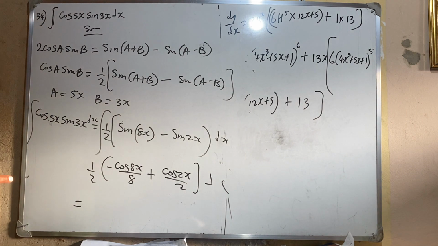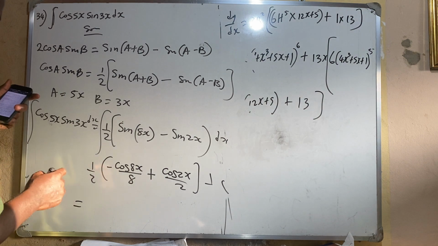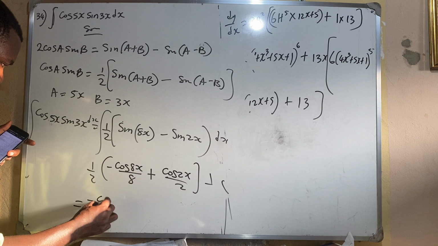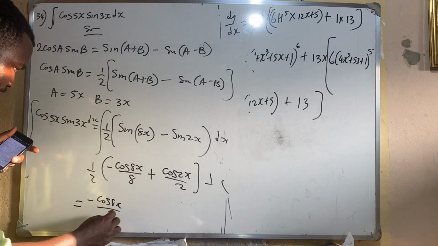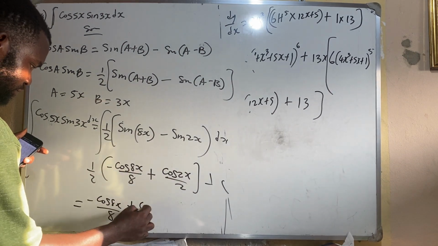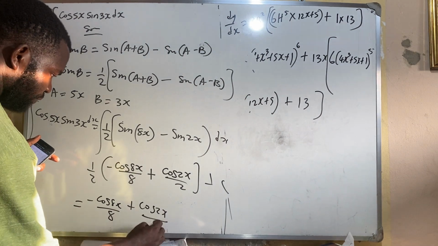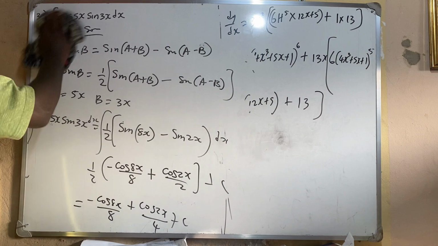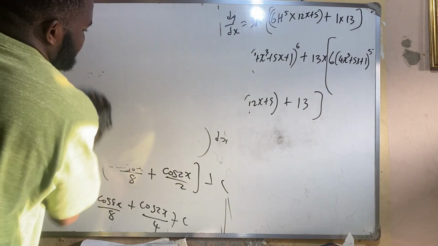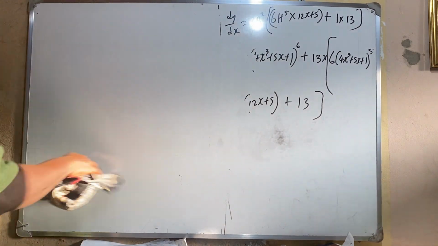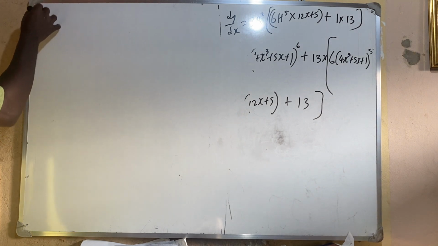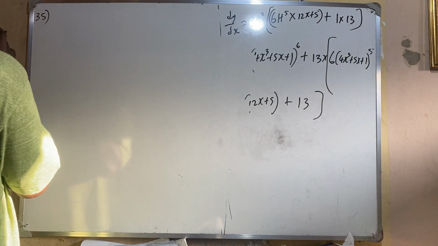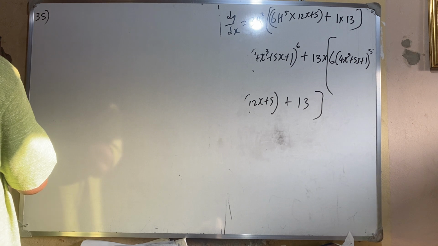the answer is not there. Okay, the answer is there. The answer is D. This time this will give you minus cos 8x over 8. This time this will give you plus cos 2x over 4, plus a constant. The answer is option D. Option D is correct. Sorry for wasting your time here.